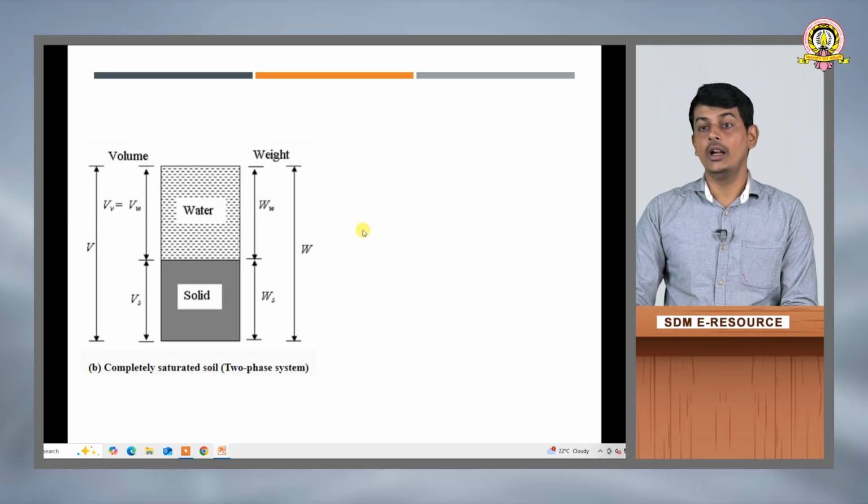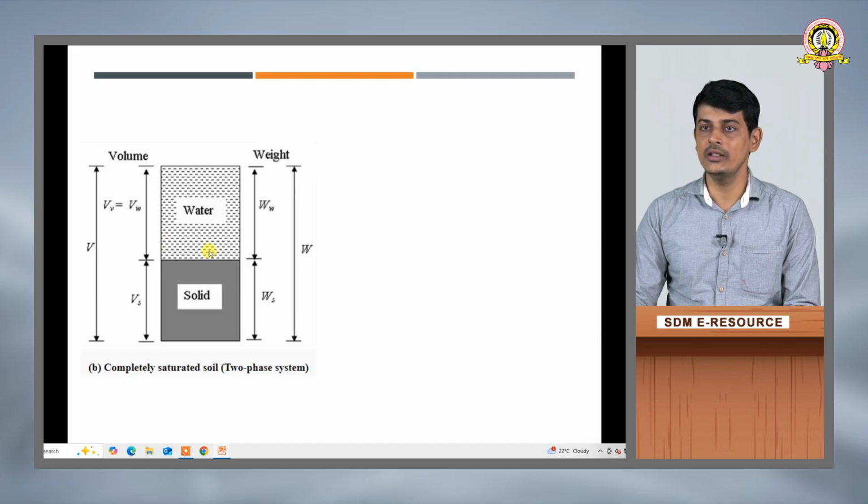Now, we will go to the completely saturated soil. As you can see, complete voids are filled with the water, which is especially what we see in rainy seasons. If you take a soil, in most of the cases, complete voids will be filled with the water. We don't have volume of air, and this is called a completely saturated soil. The diagram reduces to a 2-phase system.